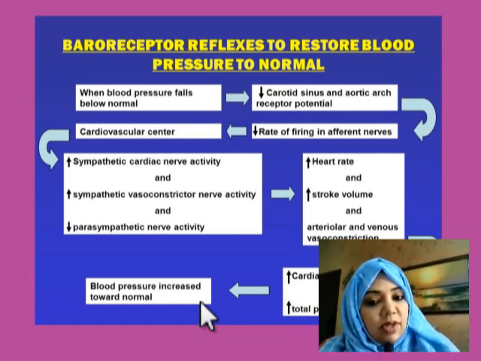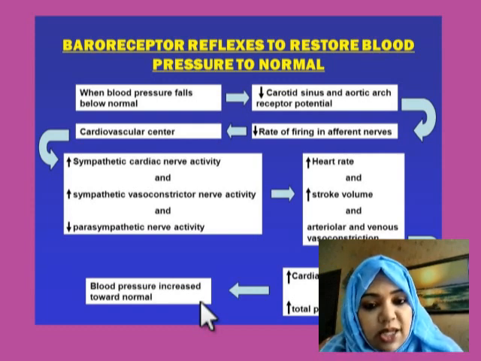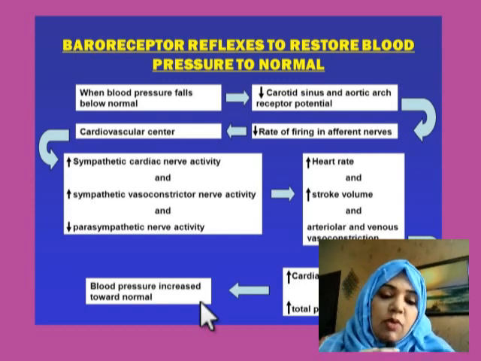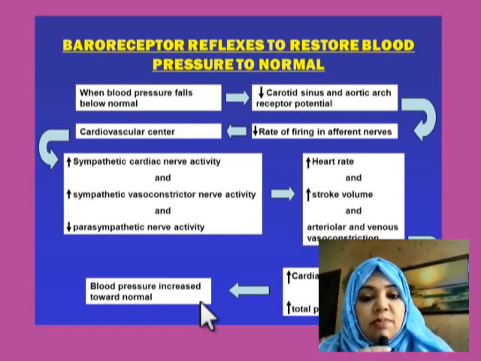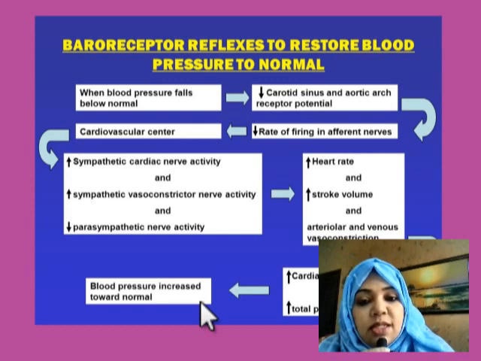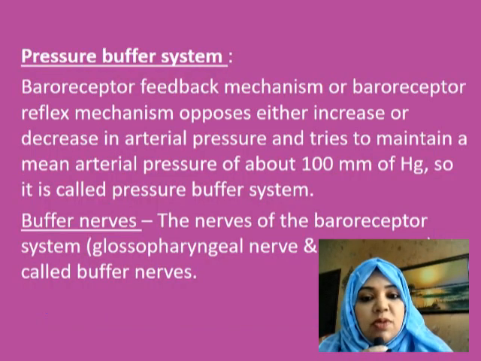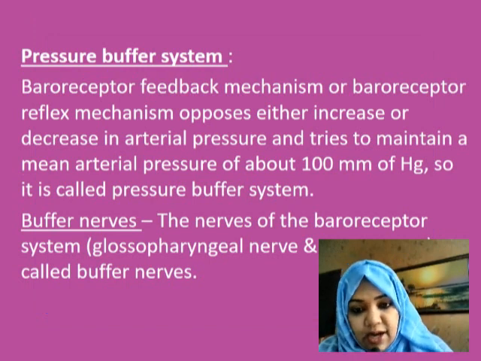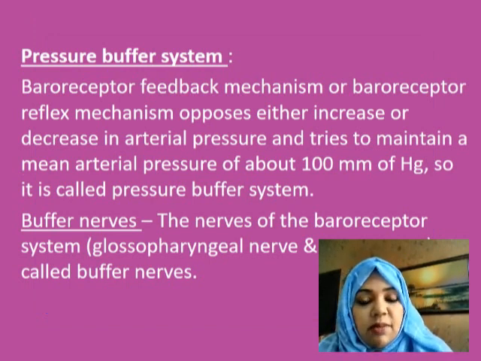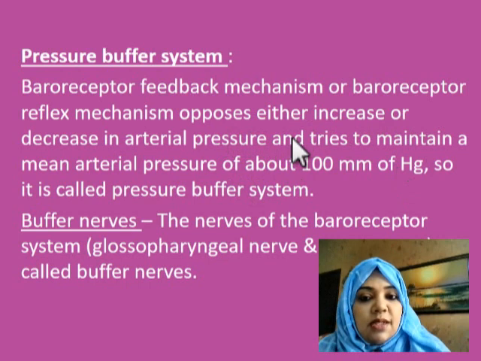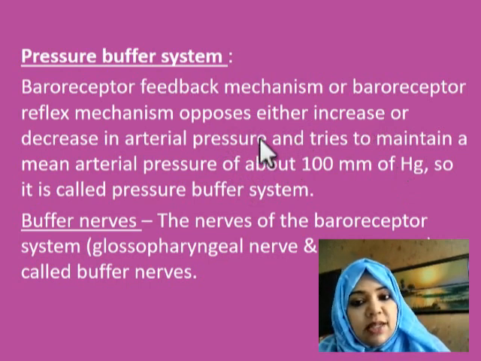When blood pressure is increased, baroreceptors will be stimulated and they will make the blood pressure return to the normal level. When blood pressure falls, then baroreceptors are not stimulated, which will stimulate the sympathetic system and thus increase the blood pressure. That is why, as baroreceptors oppose either increase or decrease in arterial pressure, they are called the pressure buffer system. Baroreceptor feedback mechanisms or baroreceptor reflex mechanism opposes either increase or decrease in arterial pressure.